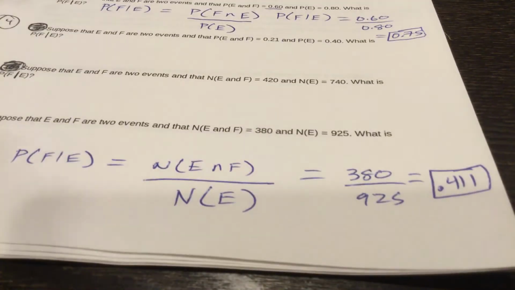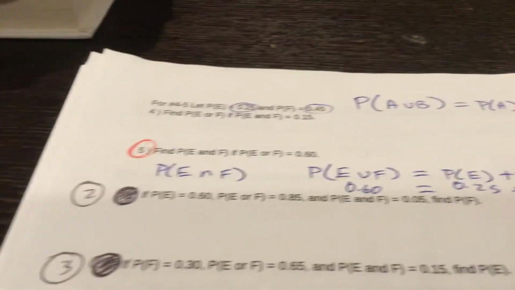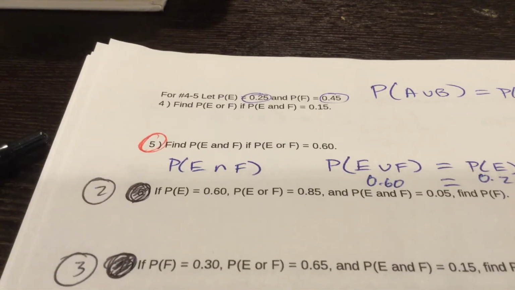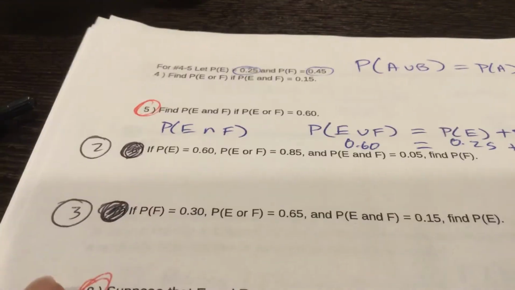Okay, so that's a good one to talk about there. Then the next one I want to talk about. So notice you'll be doing 2 and 3. I'm going to do 5 with you here. I know you don't have to do 4 or 5, but it's going to help you a lot with 2 and 3. It's the same thing, just with different probabilities in there.